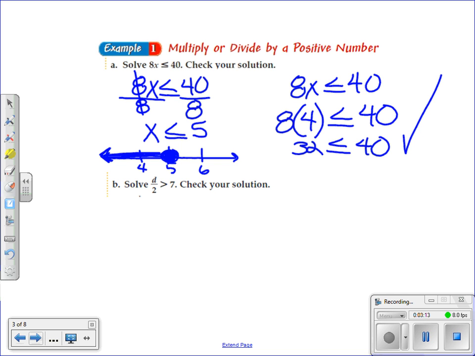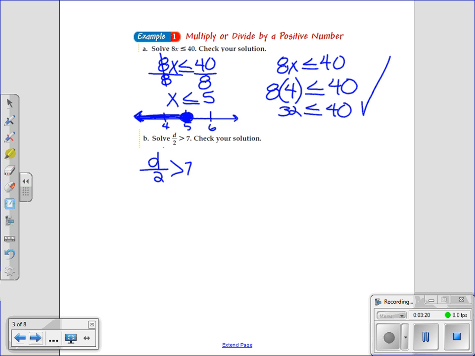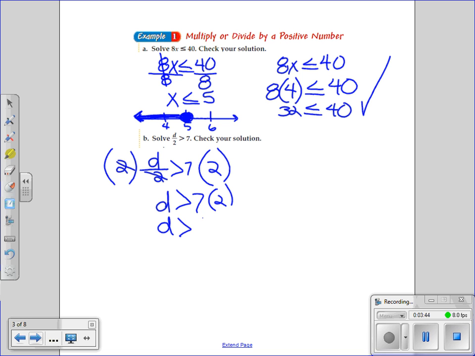All right, let's solve number B, which is d over 2 is greater than 7. Division problem. Therefore, I'm going to multiply. I'm going to multiply by 2 because that's the denominator, and that would make that denominator go away. And it leaves the d all by itself. D is greater than 7 times 2. D is greater than 14.